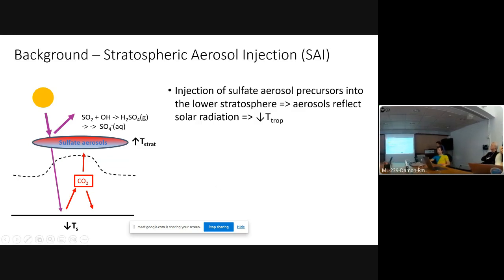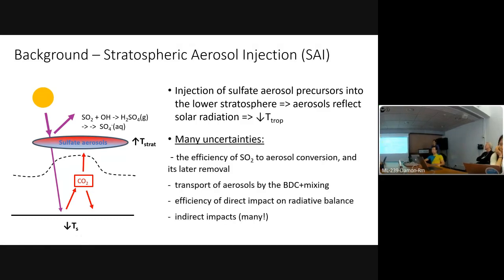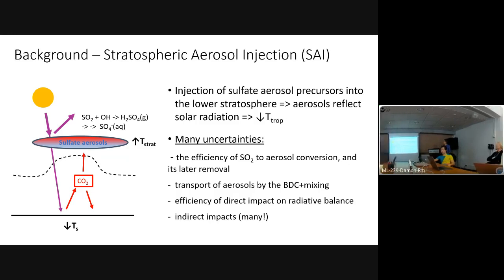Let me just point out that there are many uncertainties to such an approach. First of all, there are the microphysical uncertainties associated with the efficiency of SO2 to aerosol conversion and eventually its removal out of the atmosphere. Then there are dynamical uncertainties associated with the transport of the aerosols from the injection region, usually in the tropics, to mid and high latitudes by the circulation and mixing.